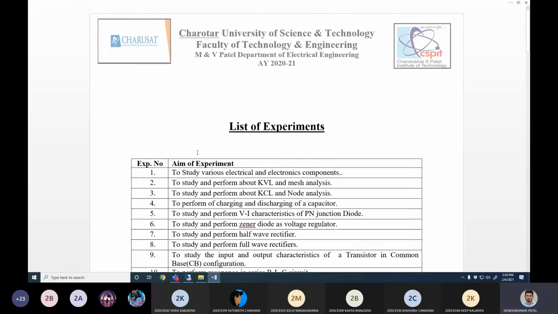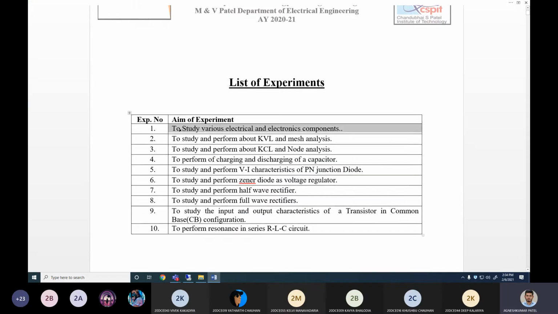Okay, so in the last lab we studied the various electrical and electronic components, and the other one was to study and perform KVL and mesh analysis. Now today's experiment is basically KCL, or you can say nodal analysis. We already know how KCL and nodal analysis are performed, but we want to verify it practically. That's our target for today.